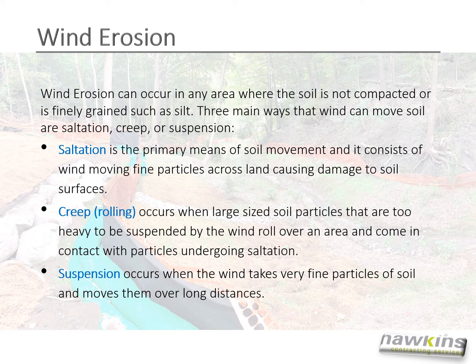Creep or rolling occurs when large-sized soil particles that are too heavy to be suspended by the wind roll over an area and come in contact with particles undergoing saltation. Suspension occurs when the wind takes very fine particles of soil and moves them over long distances.